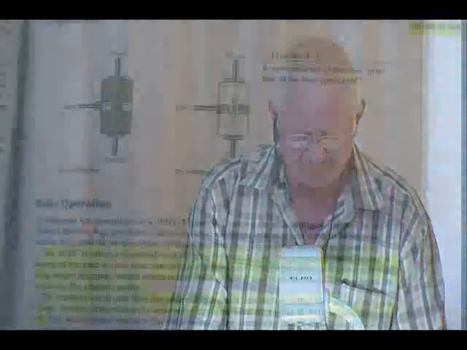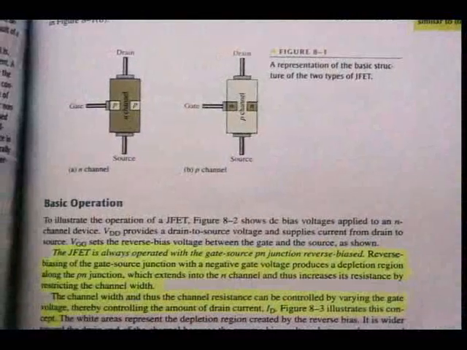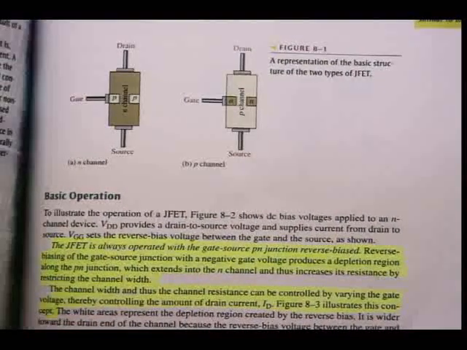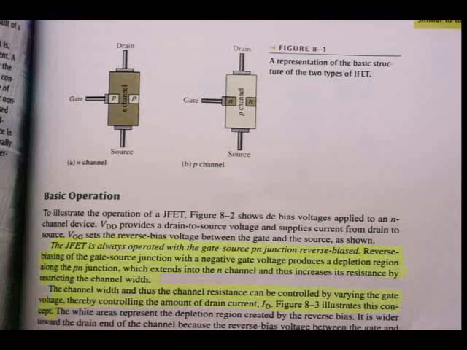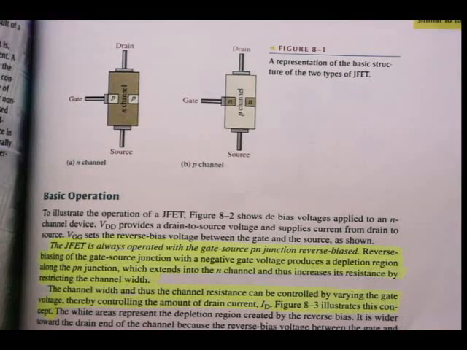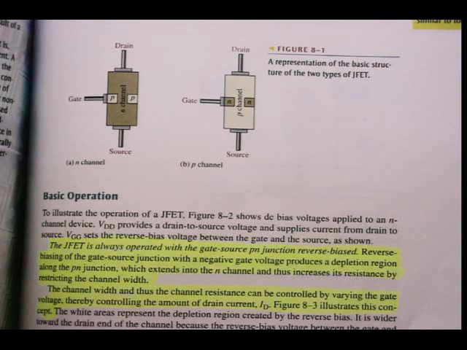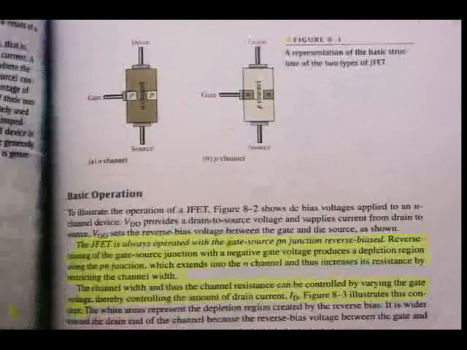Basic operation. Just below figure 8.1, you can underline this as this is very important. The JFET is always operated with a gate source PN junction reverse biased. Reverse biasing the gate source junction with a negative gate voltage produces a depletion region along the PN junction, which extends into the N channel and thus increases its resistance by restricting the channel width. Let's have a look quickly how that works.